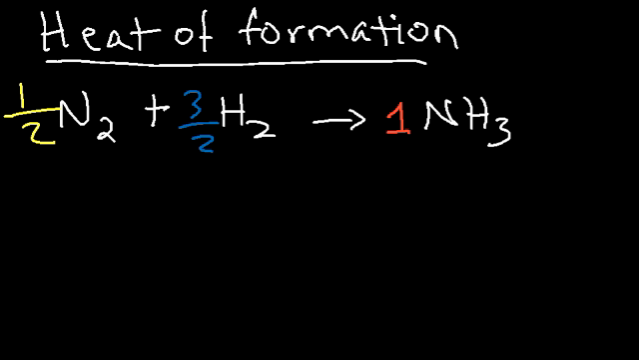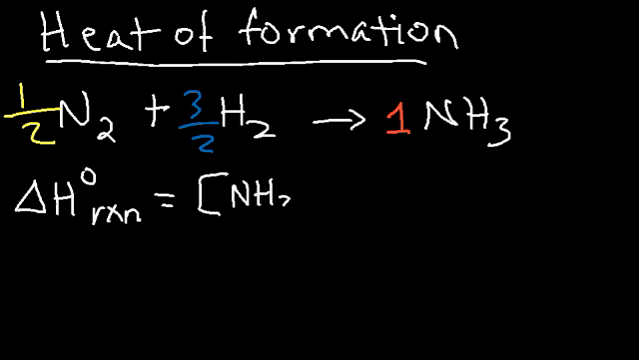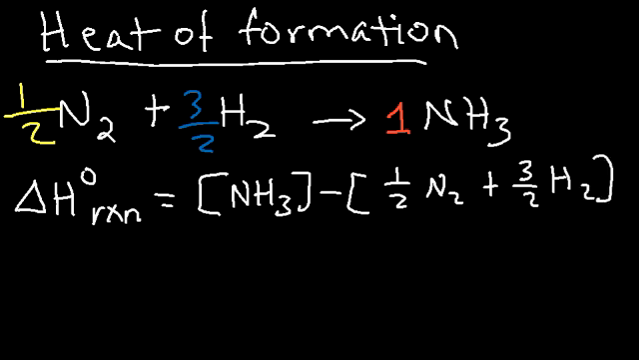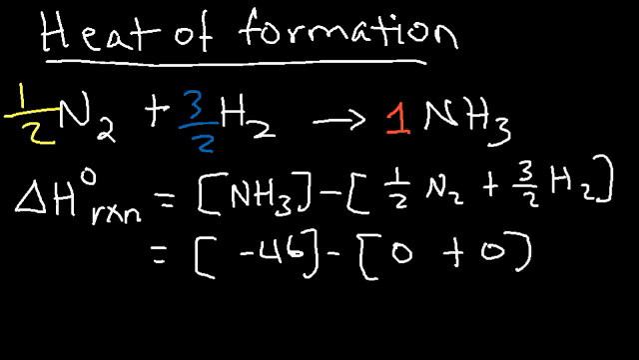So let's go ahead and calculate the enthalpy change of this reaction. So the enthalpy change of a reaction, we said it's products minus reactants. The product is NH3, and the reactants are 1/2 N2 plus 3/2 H2. Now the heat of formation for NH3, we said it was negative 46. And for any pure element, it's going to be 0. So for N2, it's 0, and for H2, it's 0.